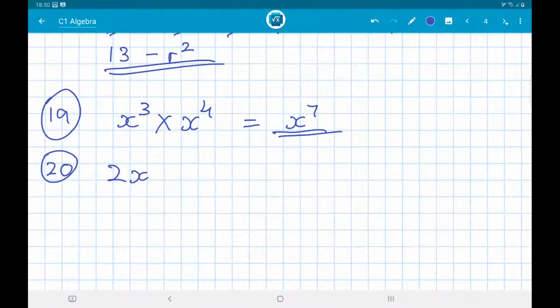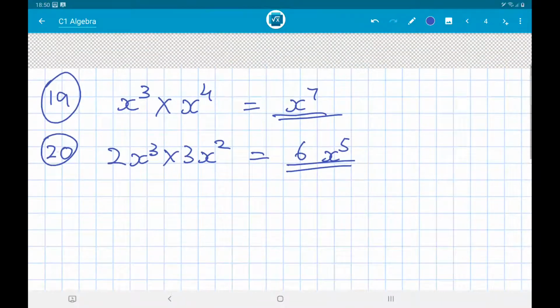2x cubed multiplied by 3x squared. What do you guys reckon? What's gonna happen there? It's probably just multiplying the entire thing, isn't it? Yeah. So it'll just be 2 times 3, which is 6, and then x to the 5. Final answer.